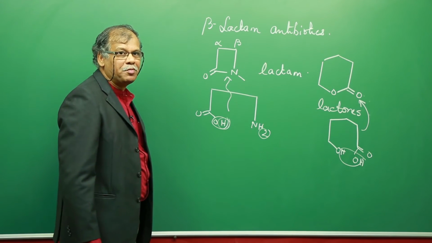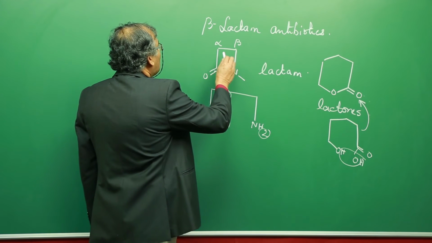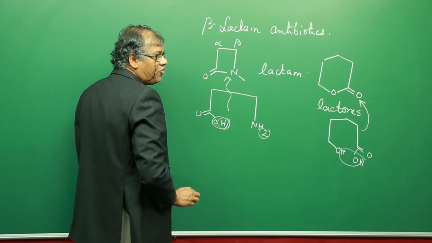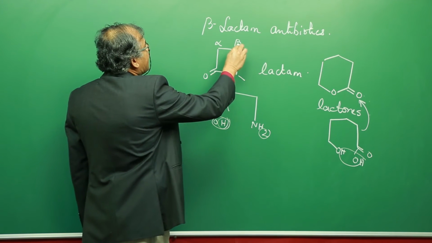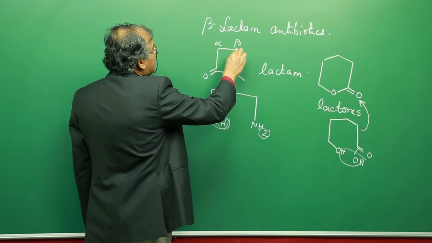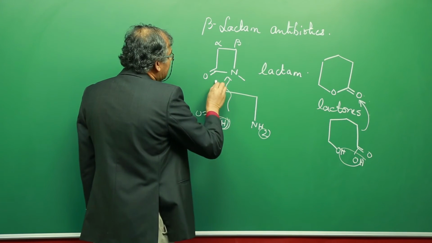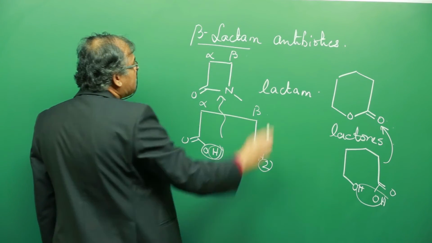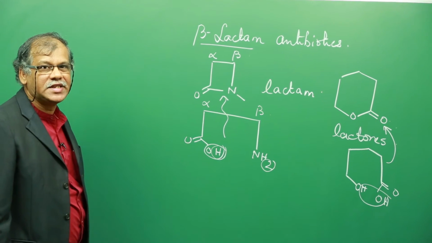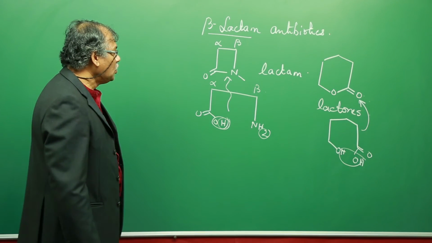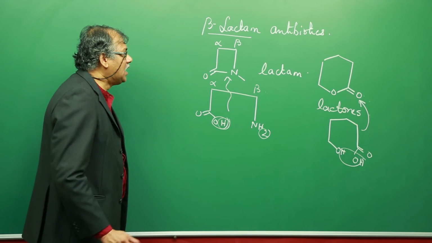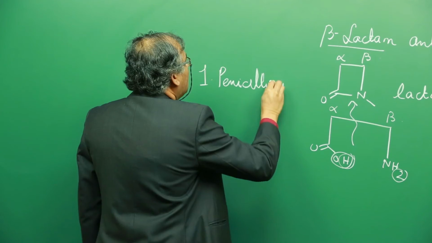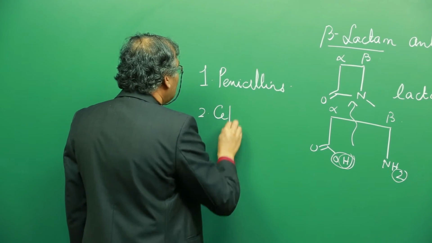They're called beta-lactams because this carbon atom is referred to as the alpha carbon atom, and the second carbon atom is called the beta carbon atom, which contains the amino group. That is why they are called beta-lactam antibiotics. There are two important members of the beta-lactam antibiotics: one, penicillins, and two, cephalosporins.